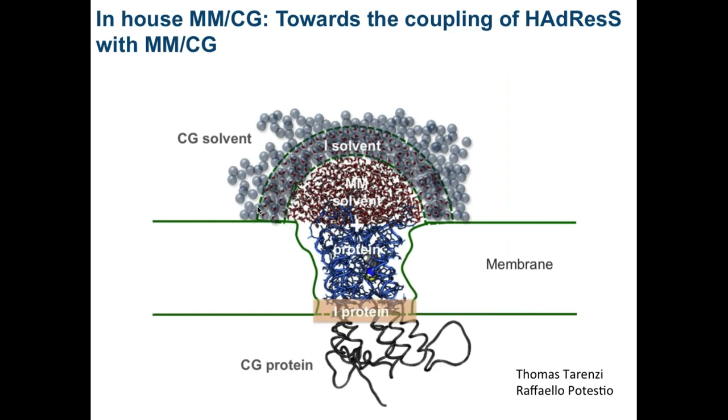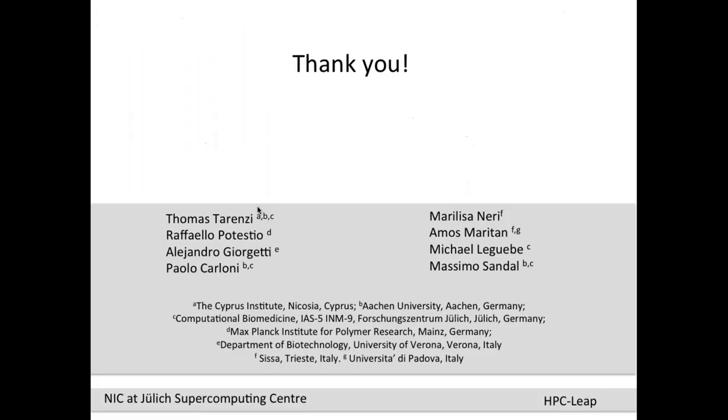So the next step for us is to implement this H-address scheme together with our MMCG potential for membrane protein, and this is part of the work of one of our PhD students, Thomas Torrenzi, and this work will be done in collaboration with Raffaello Potestio.